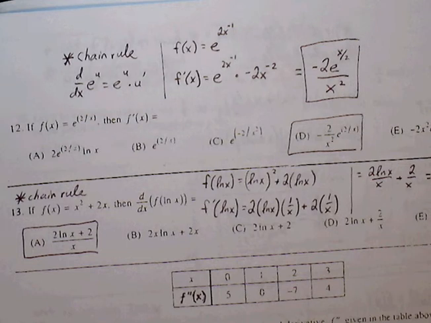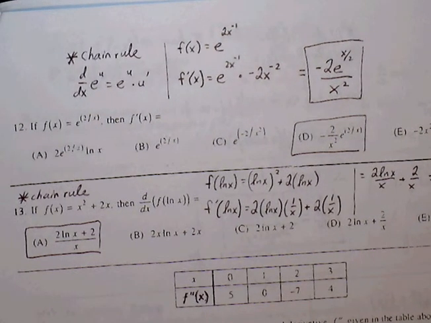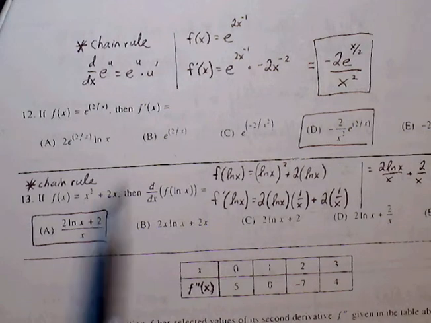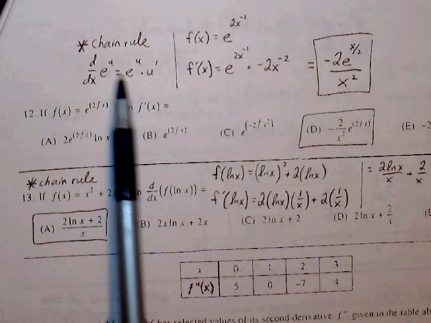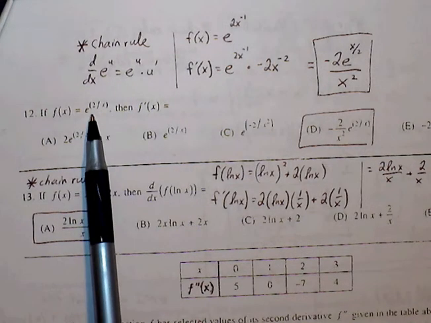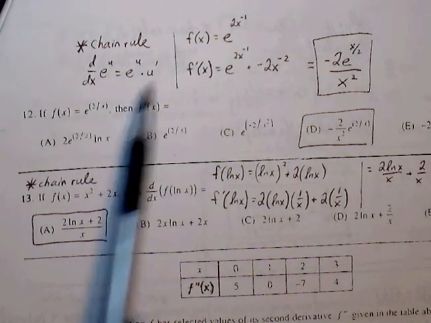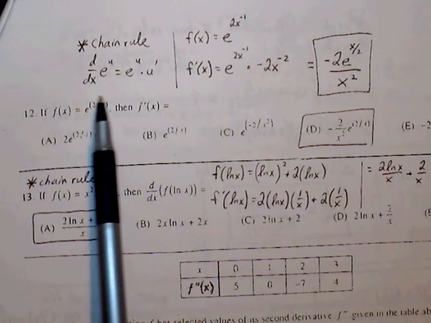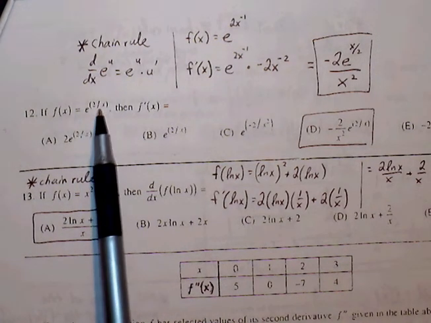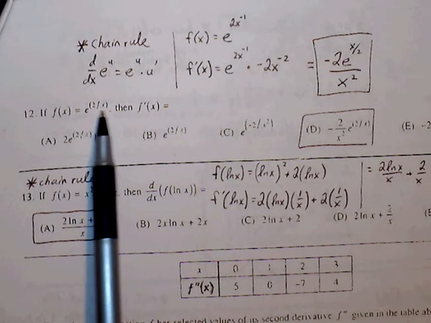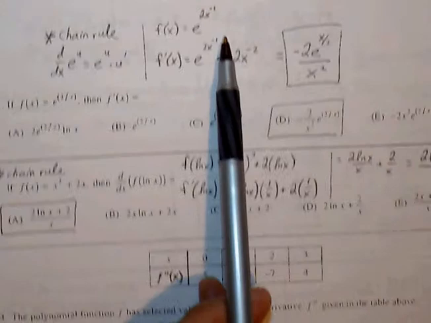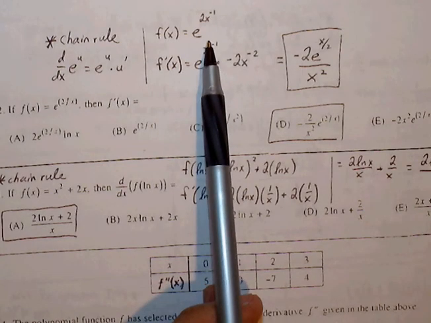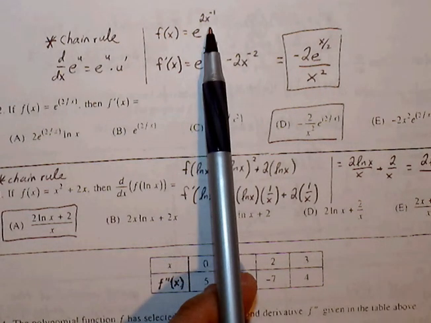Okay, number 12. If f of x equals e to the 2 over x, then f prime is equal to. So we have to go through chain rule. The rule for e to the u is e to the u times u prime. But before we apply chain rule, we have to get this exponent in the form where we can find the derivative easily. So 2 over x, the best way to rewrite that so we can apply power rule is 2x to the -1.